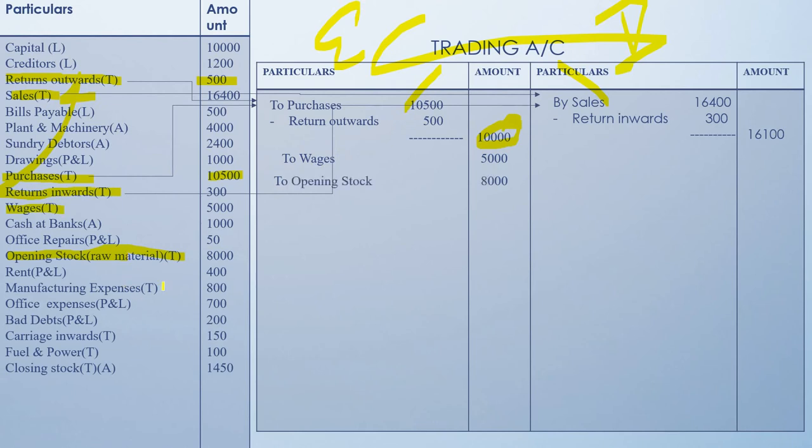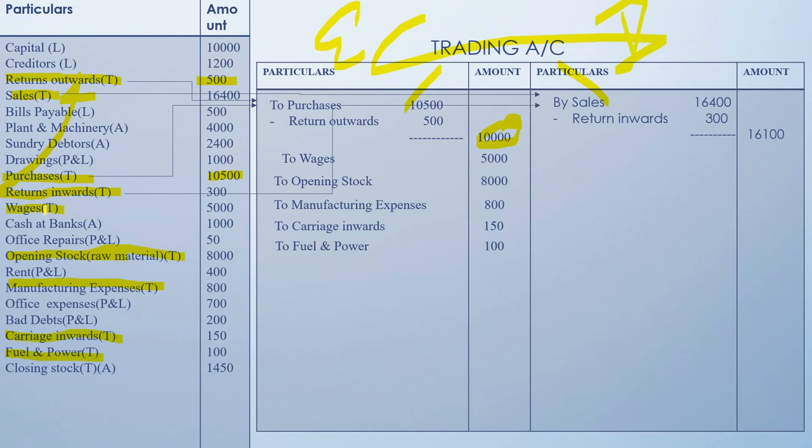And next we have manufacturing expenses. No need for explanation, it's on the left-hand side. And next we have carriage inwards. Carriage inwards is nothing but goods transportation charges, so it's considered as an expense, on the left-hand side. And next fuel and power. Fuel and power we also use for manufacturing purposes only, so it is on the left-hand side.